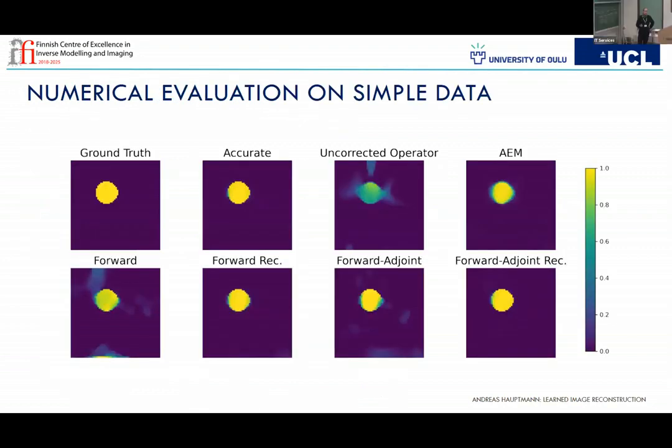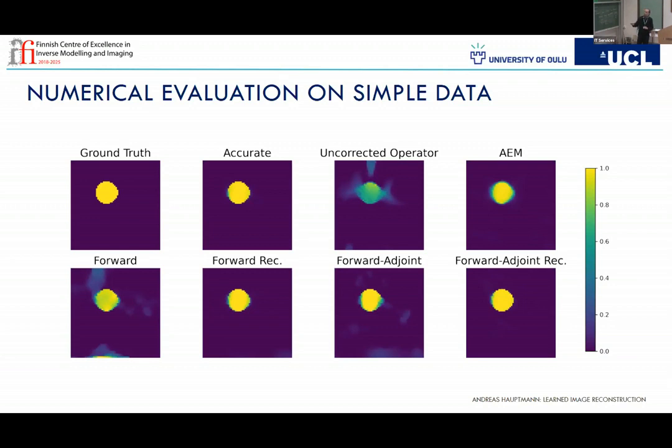Good. So here we have a comparison of the results for this very simple case. Here we have the approximation error method, which is a linear correction. So it's basically linear statistical correction, which does a reasonably good job. With the uncorrected operator, as expected, we would get a lot of artifacts and a lot of blurring on the sides.